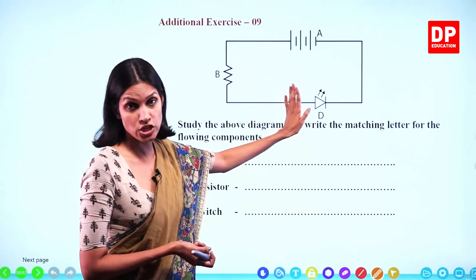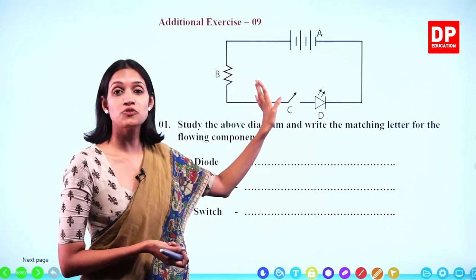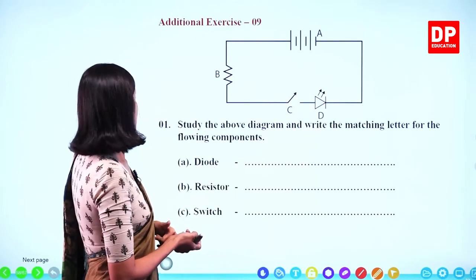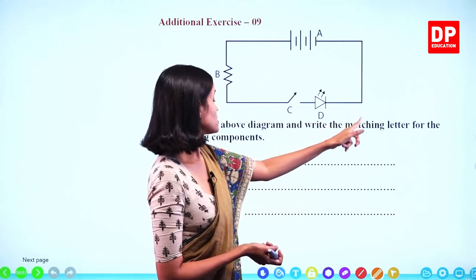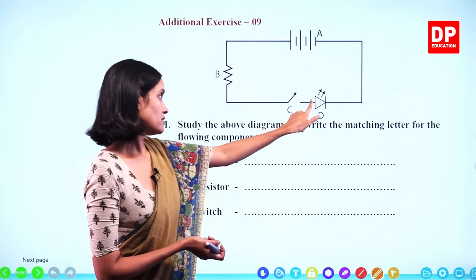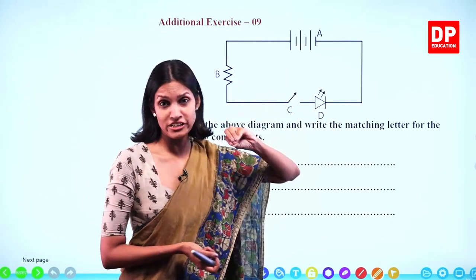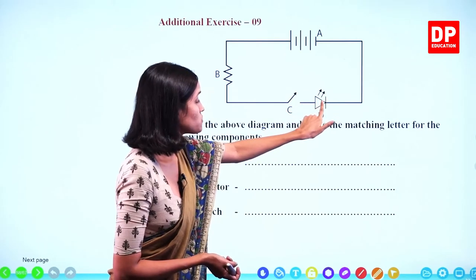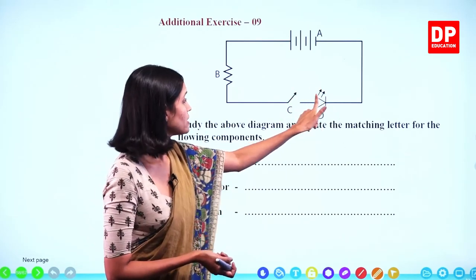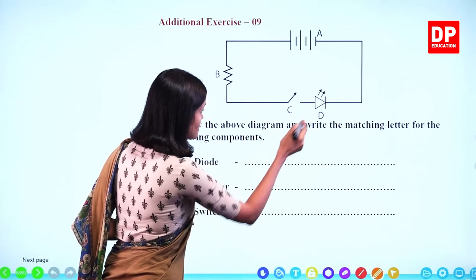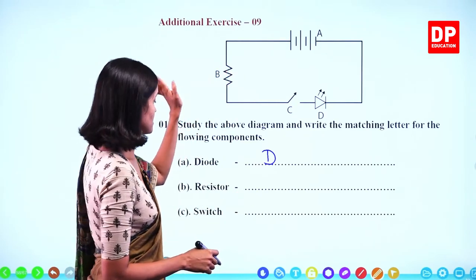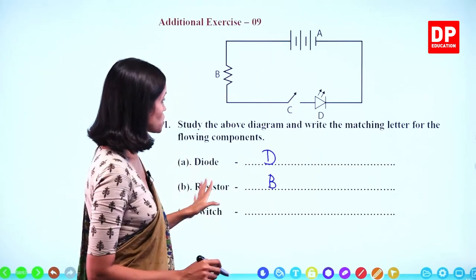What is this? This is a switch. And here, what is this? This is for the resistor, right? And these lines are for connective wire. Okay, children? Right. Study the above diagram and write the matching letter for the following components. Now, I already explained this, right? Diode, D. I told you, a normal diode or rectifying diode, without these two arrows, we draw the symbol. Here it says diode, but this is an LED, so it is also a type of diode. Therefore, the answer is D, diode. Resistor, this is how we draw the resistor, B. Switch, C.